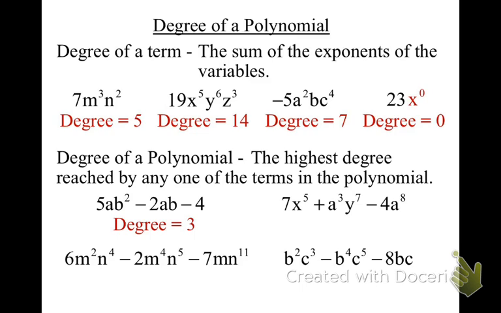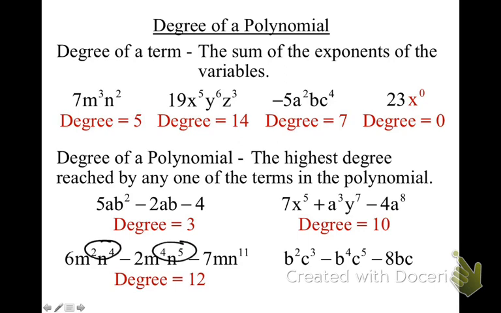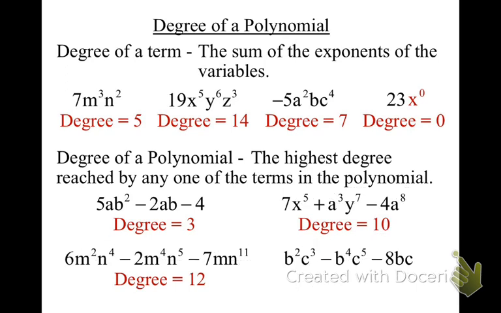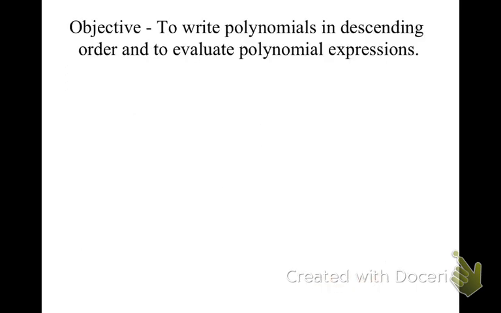All right, let's check our work. So on the next one, we've got 6 for the first term, we have 9 for the second, and we have 12 for the third term. So it's a 12 degree polynomial. The next one, this one equals 10, this is 5, this is 8, so it's a 10 degree. The next one, this is 5, this is 9, and this is 2, so it's a 9th degree polynomial. And that really is it for the lesson.